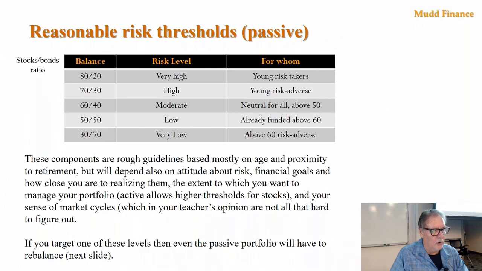Now, these are reasonable risk thresholds for passive investments, and this is the type of investment where you don't pay a lot of attention to the market. You don't monitor it every day like I do. You don't monitor it very often, more than maybe once a month or so. But you can still change the composition of your portfolio as your sense of risk changes with very little time and effort put into it. So 80-20, 70-30, and all of that refers to stocks over bonds.